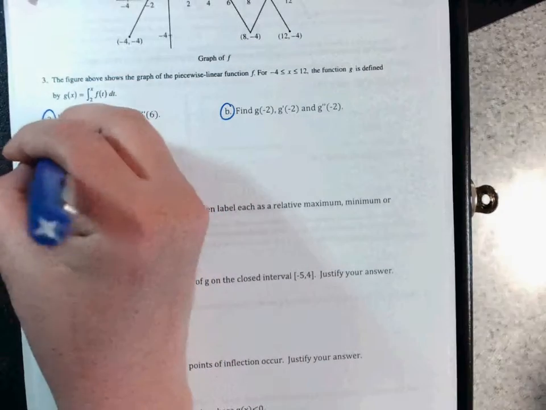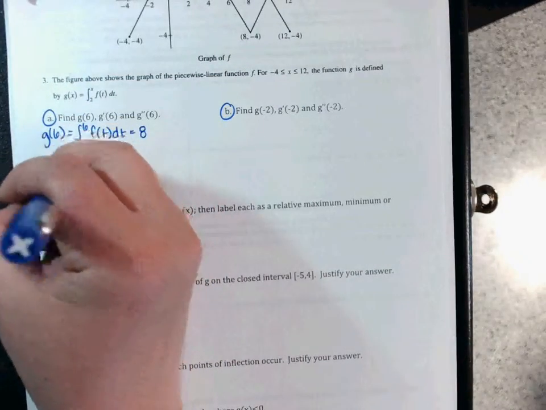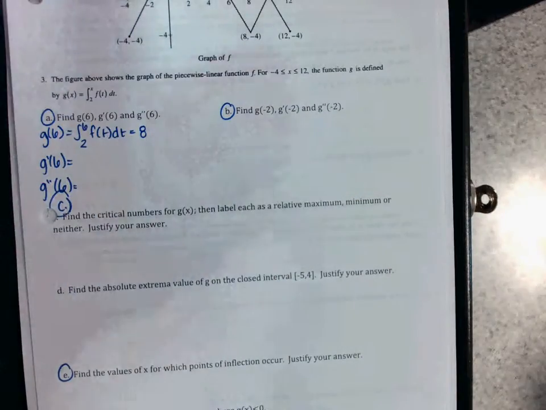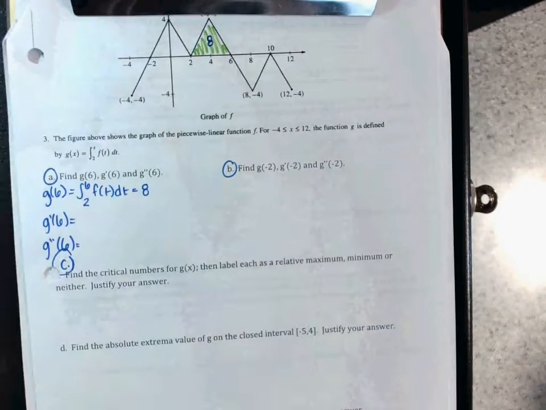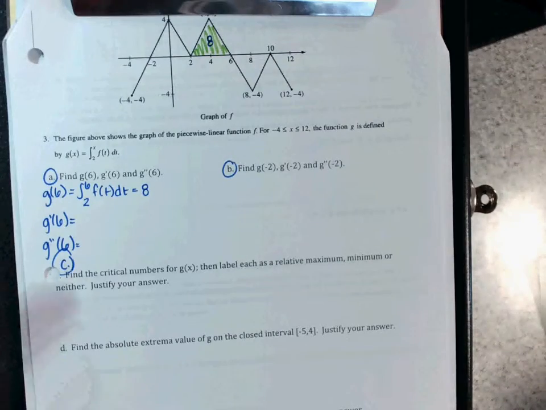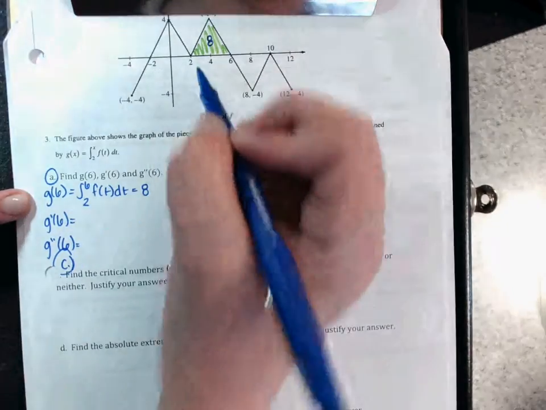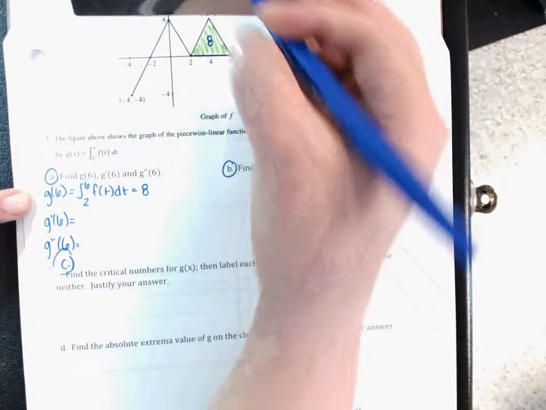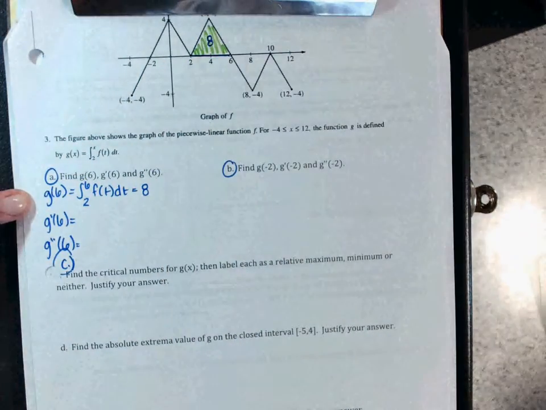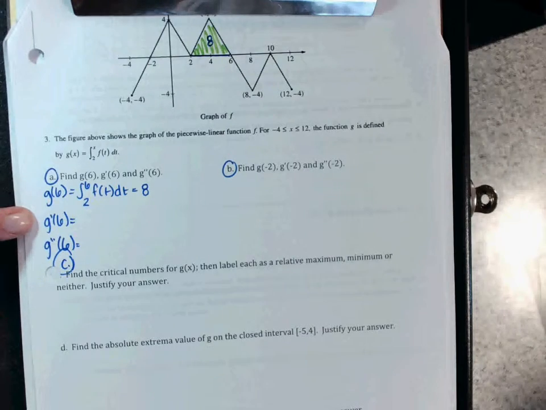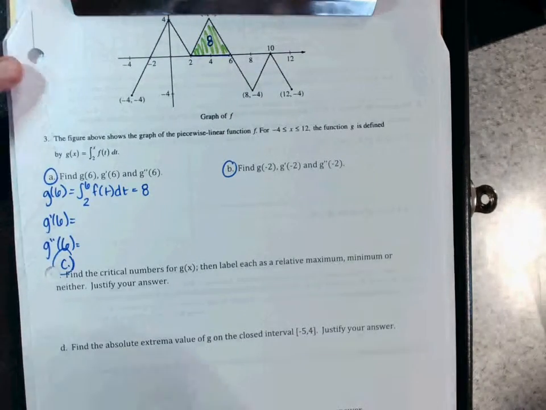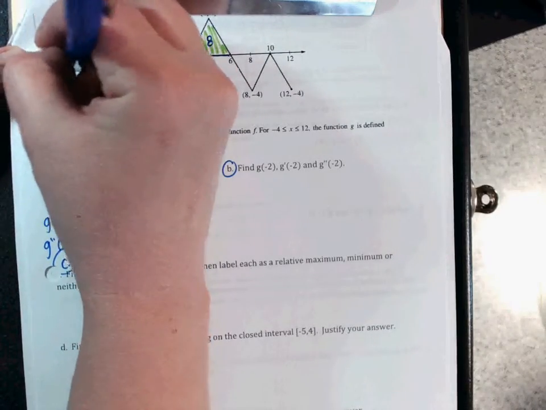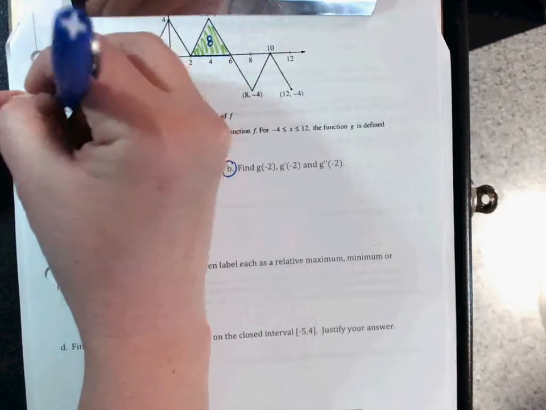Okay, then for G prime of 6 and G double prime of 6, I would stop and find G prime, and then find G double prime. So I found the area, so 2 to 6 is this triangle. It has a base of 4 and a height of 4, so that's 16, then cut it in half. And then when you get to the derivatives, I would stop and rewrite G of x, G prime of x, and G double prime of x.